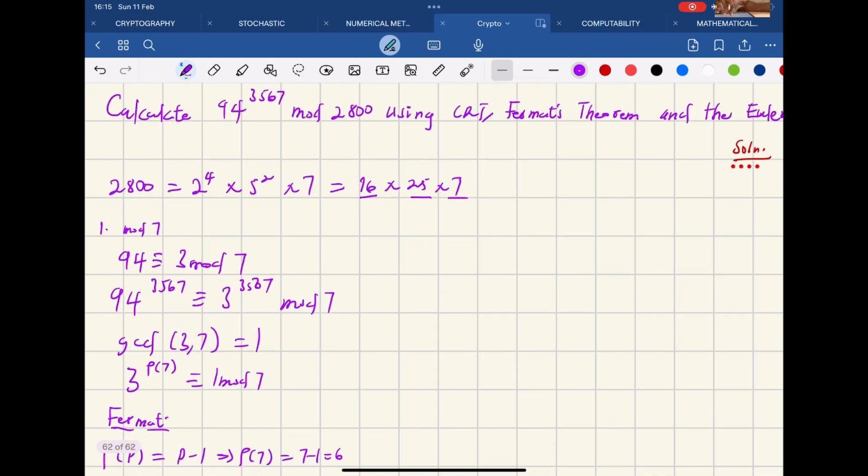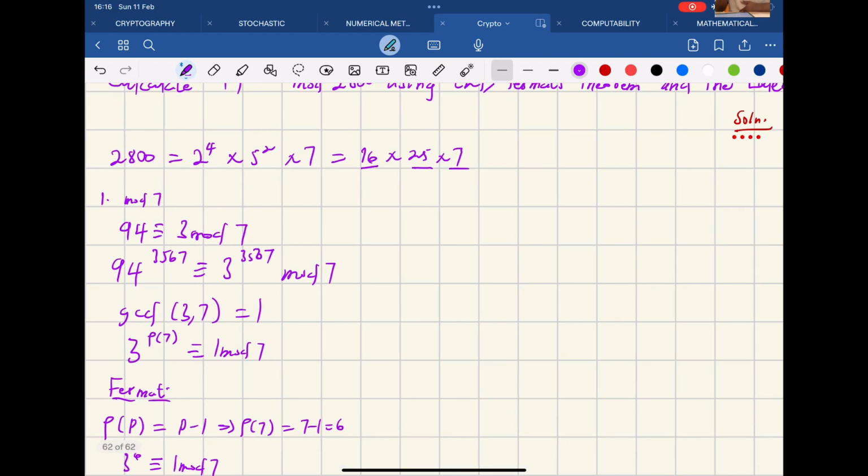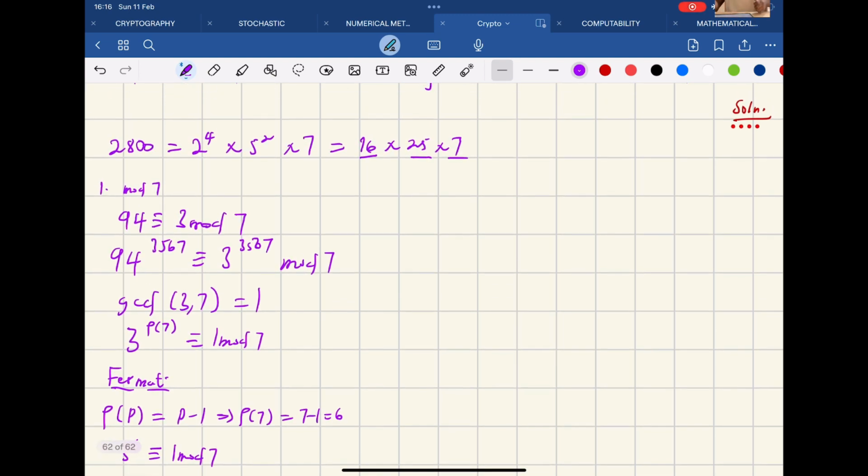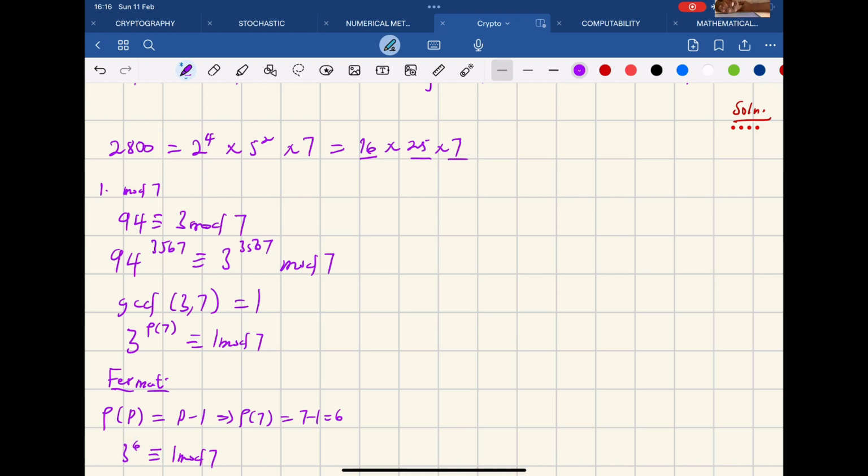So you see, the question gave us a big number, 94 exponent 3567, which is huge. We reduced it to 3 exponent 3567. That is also huge, so we reduced it again and got 3 raised to the power 3 mod 7. This is okay to find. 3 raised to the power 3 is 27, and 27 mod 7 is 6. So our first congruence is 6 mod 7.